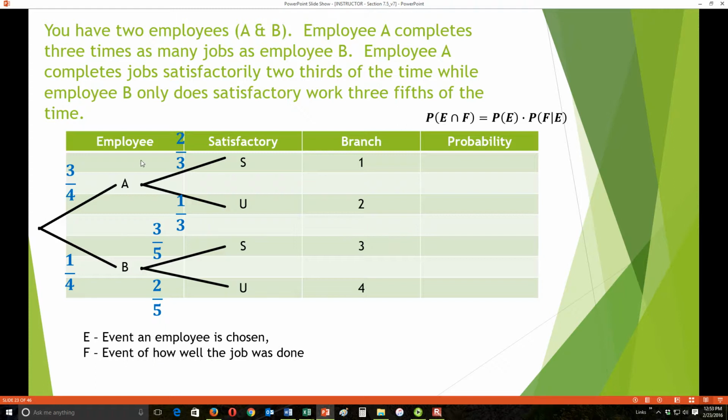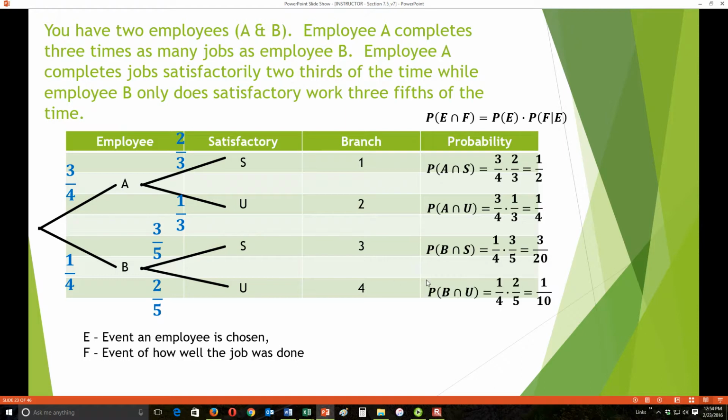Well, what we've done is we've created all these probabilities in our branches. So to calculate our first probability, we just follow down the branch. Probability of A and satisfactory would be 3/4 times 2/3, which is 1/2, just following the numbers straight down the branch. The probability of A intersect U, in other words, choosing employee A and having it be unsatisfactory, is 3/4 times 1/3, which is 1/4. The probability of B intersect S, choosing employee B and having it be satisfactory, is 1/4 times 3/5, which is 3/20. And finally, the probability of B intersect U is 1/4 times 2/5, which is 1/10.